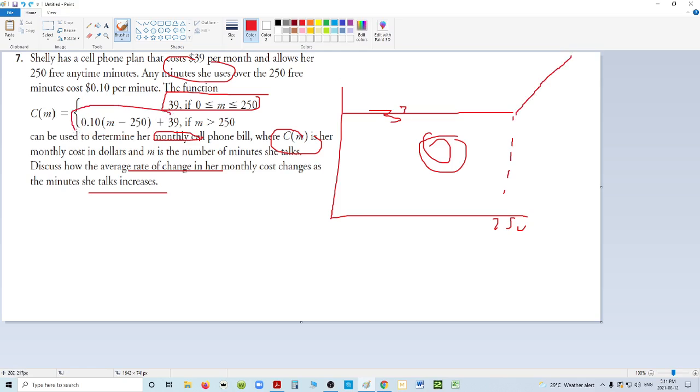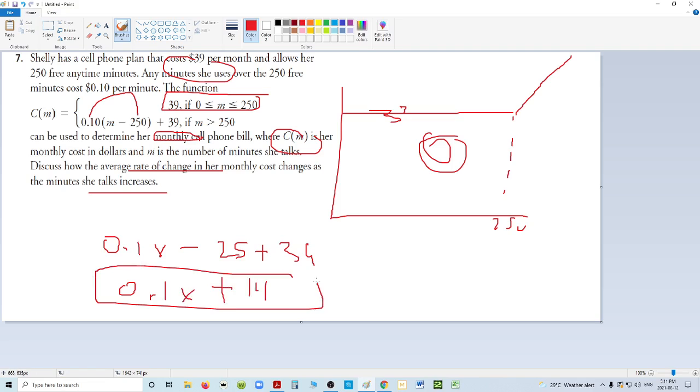I know this doesn't look like a line, but if you were to distribute it, it would indeed be a line that becomes 0.1x minus 25 plus 39. How did I get the minus 25? That's 0.1 times negative 250, which becomes 0.1x plus 14.